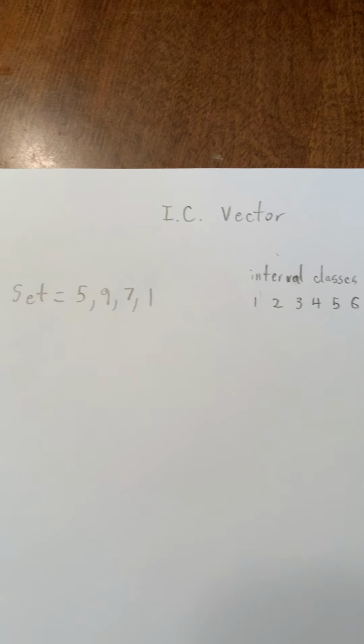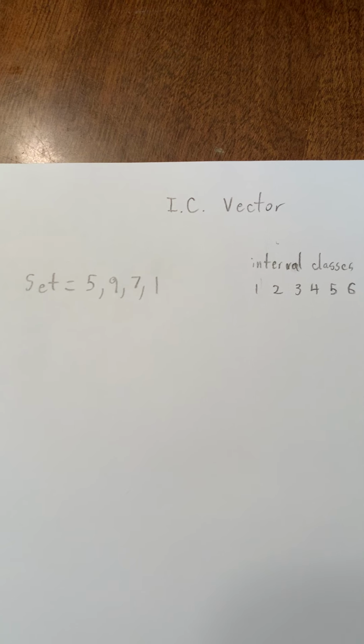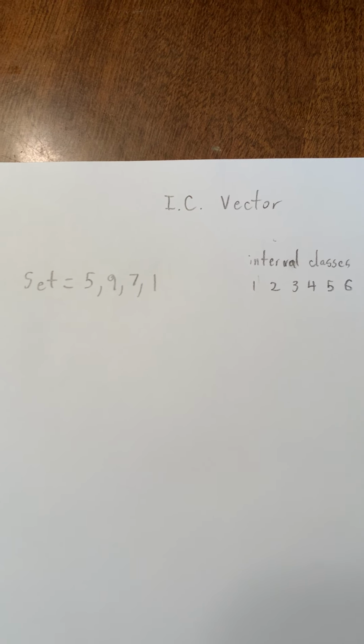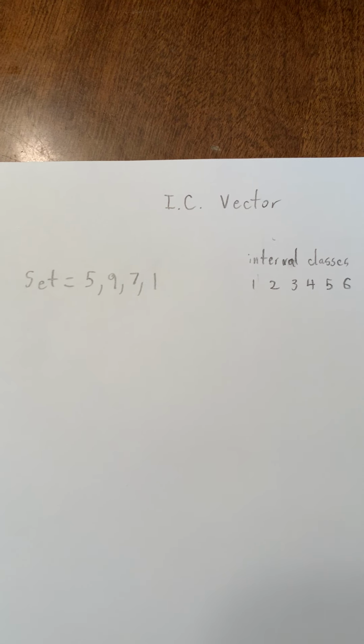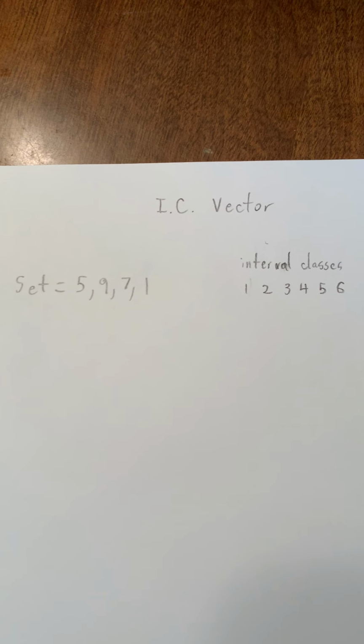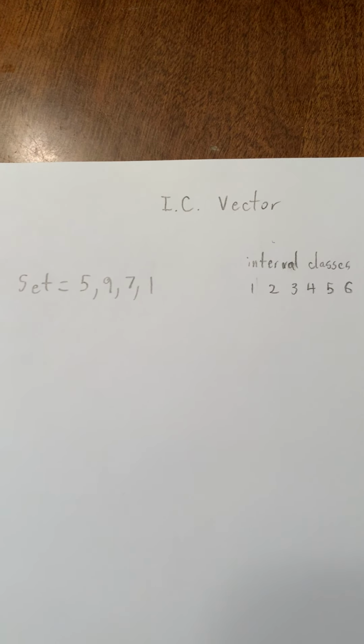Hi there, everybody. I want to give you a visual overview of how to figure out the IC vector, or the interval class vector, of a set. Very useful to have some visual reinforcement of this concept. So I'll just show you one example right here.